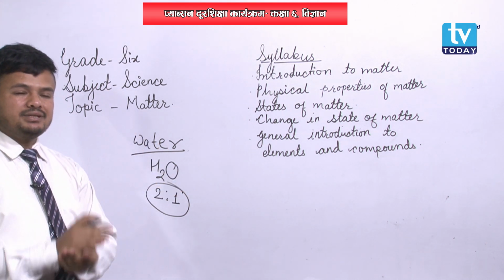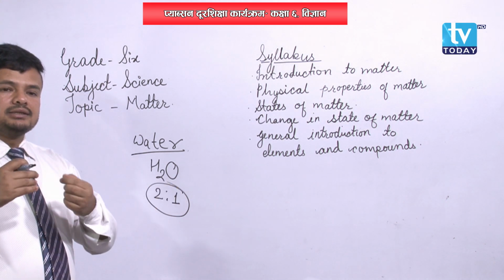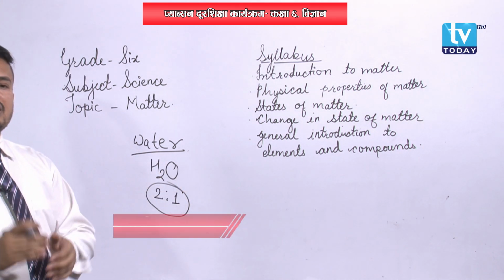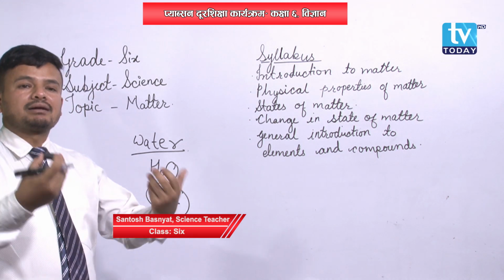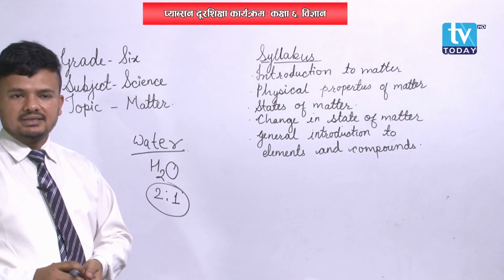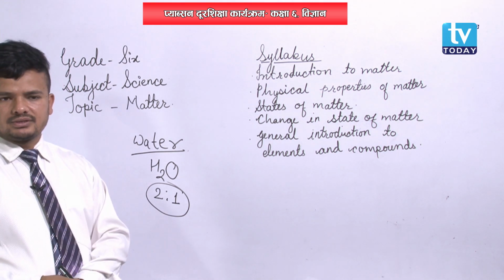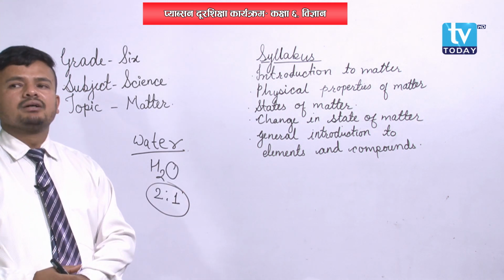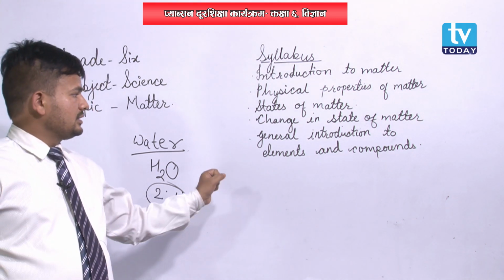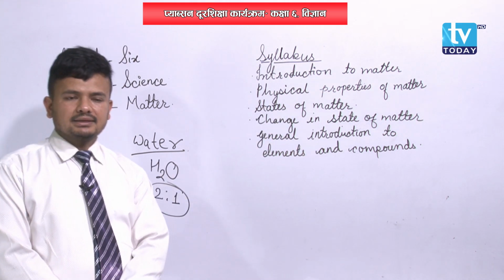So compounds can be split into smaller particles. They can be split back into elements. Okay, is that clear? Because of the elements the compounds are formed, and because of the compounds life has become easier on this earth. Whatever substances you are using around you, they all are compounds, a form of matter. Okay, so are you clear? You can also see in the slide the differences between elements and compounds.